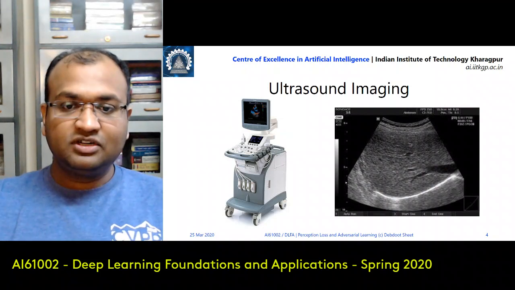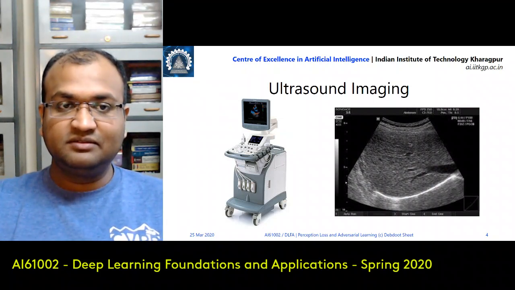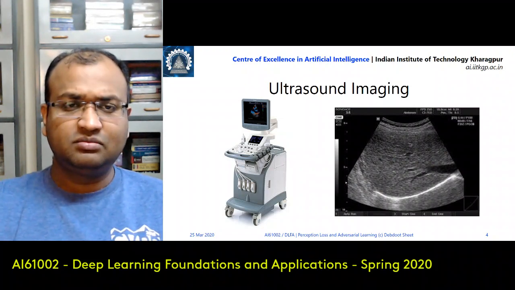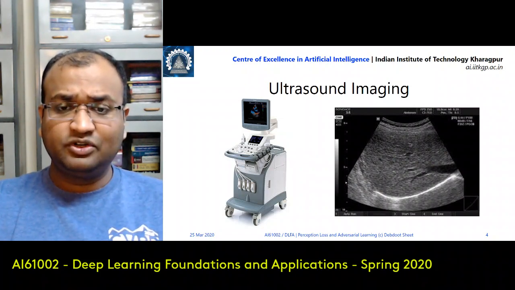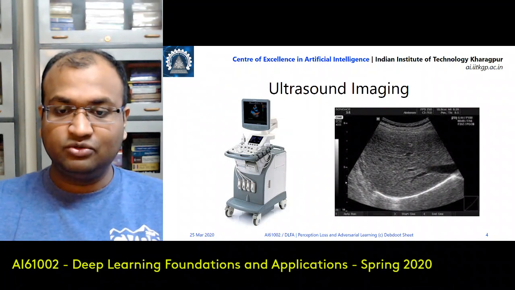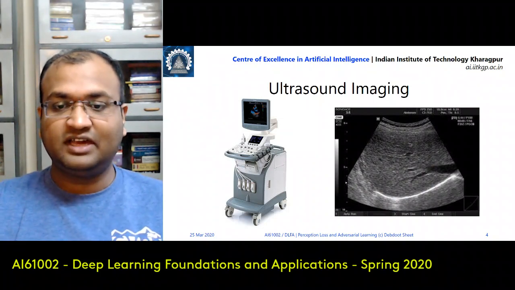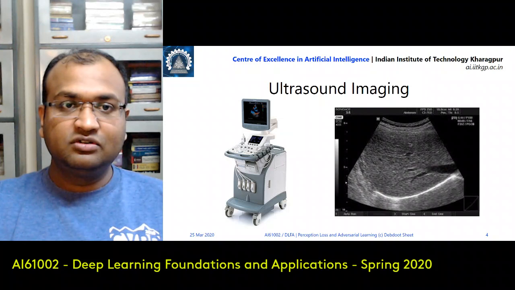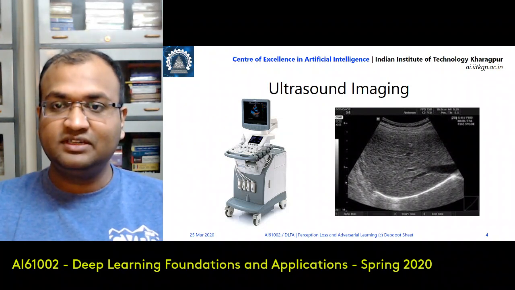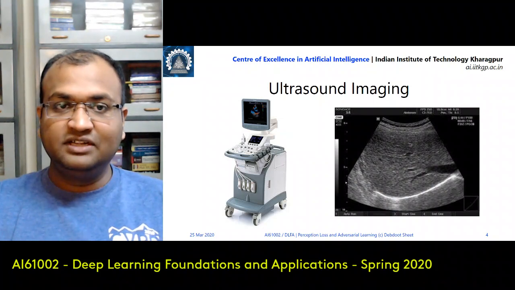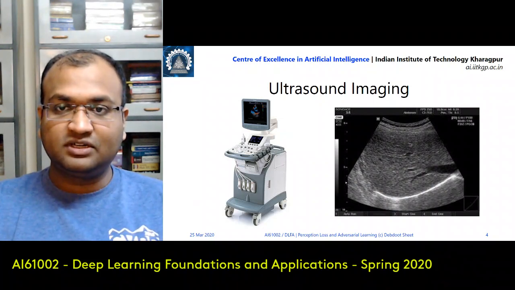Now, if you have not seen an ultrasound machine, the one on the left hand side is a very typical ultrasound machine. Sometimes I think even for your admissions for IIT, you had to go to a doctor and get an ultrasound scan of the abdomen or something done. So they had used a machine like this, and this is what comes out. On the right hand side, what you see is an image of the liver when it is imaged with an ultrasound.